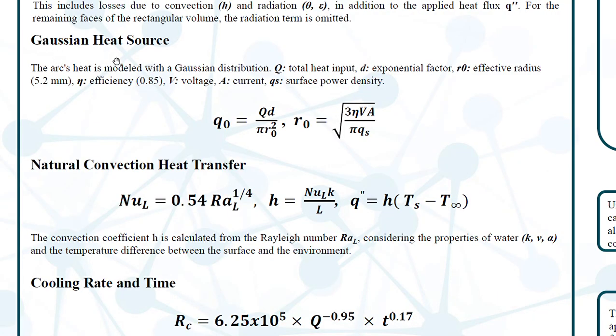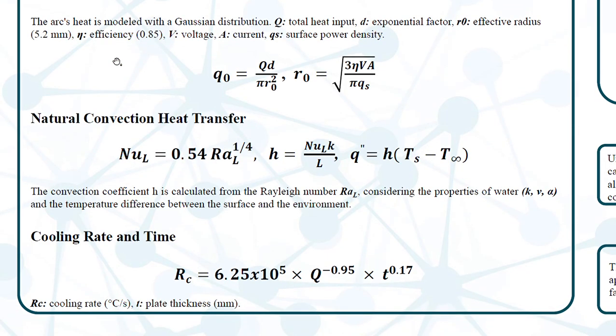For the Gaussian heat source, the heat from the arc is modeled as a Gaussian distribution, meaning the highest energy is at the center of the arc and it decreases with the distance. This is more realistic than assuming just a uniform heating. In the natural convection, here we calculate the convection coefficient using the Rayleigh number. It depends on water properties and on the temperature difference between the surface and surroundings. This lets us estimate how fast heat is carried away by the water.